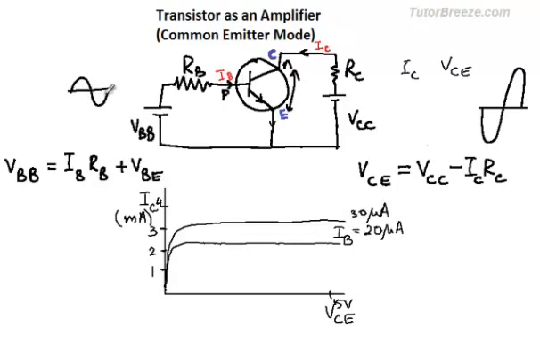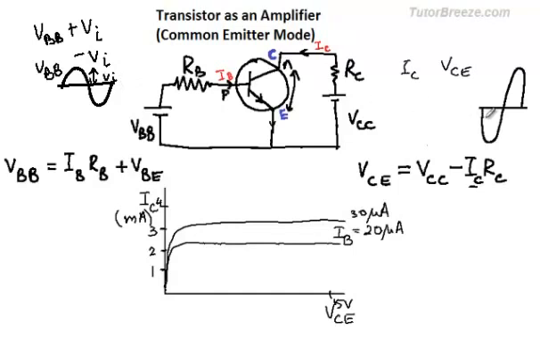The input signal at the base will cause a variation in the base current. This will in turn produce a variation in the collector current, and the variation in the collector current will be reflected by a variation in the output voltage. When this AC input signal is applied at the base, it changes the voltage at the base from VBB plus VI to VBB minus VI, where VI is the amplitude of this voltage.